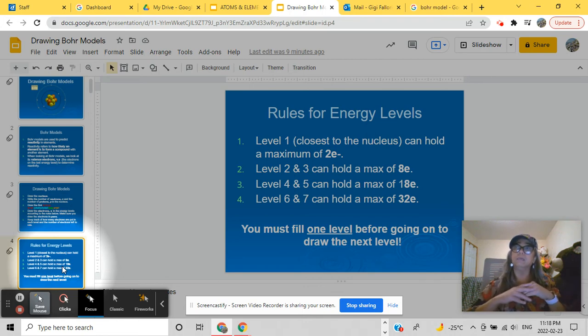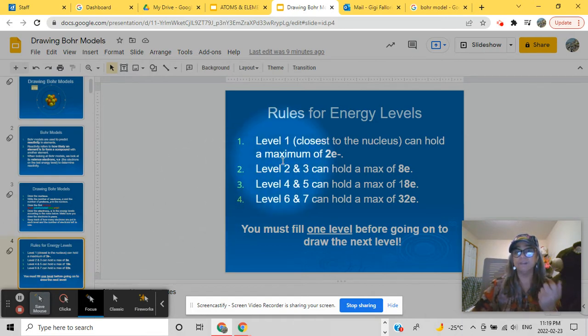When we think about the electrons, they can only be placed on an orbit, energy level, ring, or shell with a set number of electrons. So there's a maximum number. For instance, the first shell, or level one, closest to the nucleus can only hold a maximum of 2 electrons. Levels 2 and 3 can hold a maximum of 8. Levels 4 and 5 can hold a maximum of 18 electrons, and levels 6 and 7 can hold a maximum of 32 electrons. You must fill one level before going on to draw the next level.